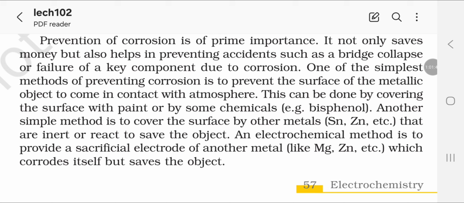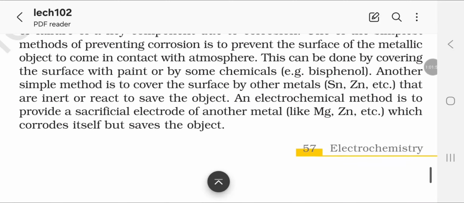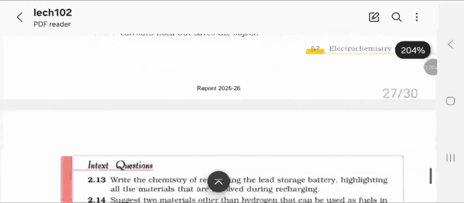This can be done by covering the surface with paint or by some chemicals. Another simple method is to cover the surface with other metals that are inert or react to save the object. An electrochemical method is to provide a sacrificial electrode of another metal which corrodes itself but saves the object.